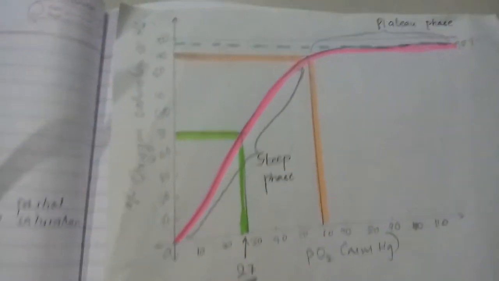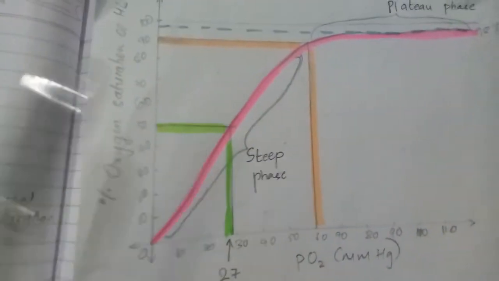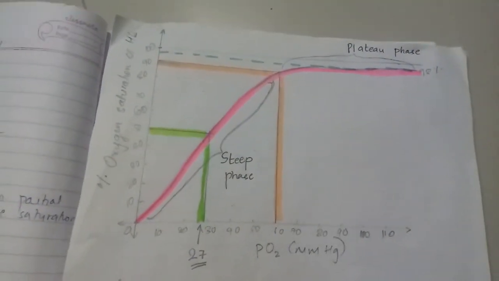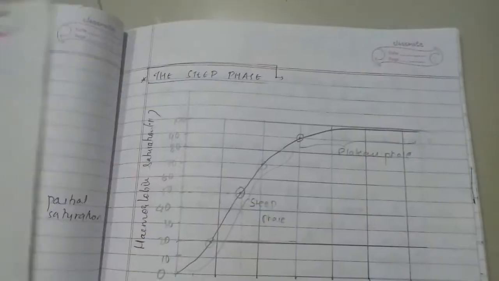And once it reaches 98%, which is maximum, which can't be raised more than that, it will be flattened, so the curve will be flattened. So I hope I'm making sense. So next, we'll be talking about the steep phase. Okay, so what is the steep phase?